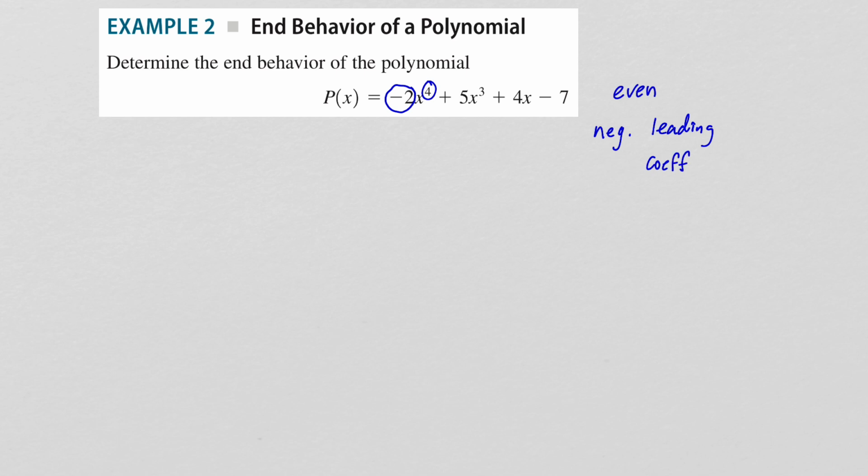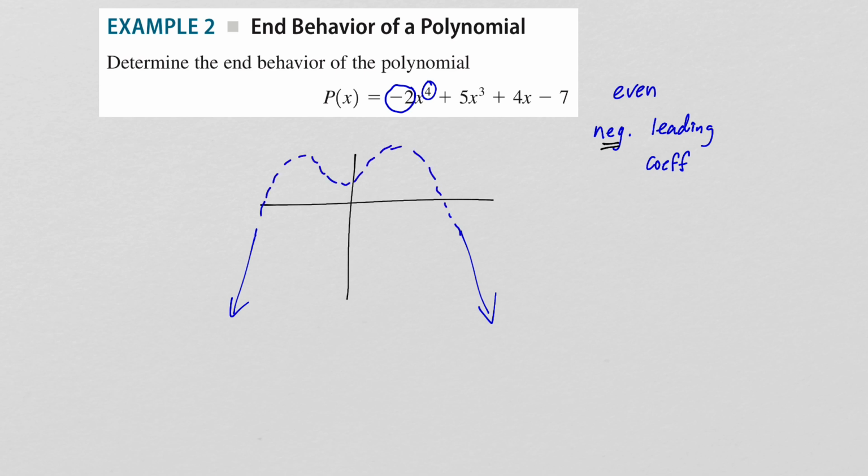So how is this going to behave? Well, we know that when the degree is even, it's going to either go up on both sides or down on both sides. But since the leading coefficient is negative, this polynomial is basically going to behave in this manner. Now, we don't know what the behavior is going to be in between those two extremes, but we know that on the extremes, it's going to go down in both directions.